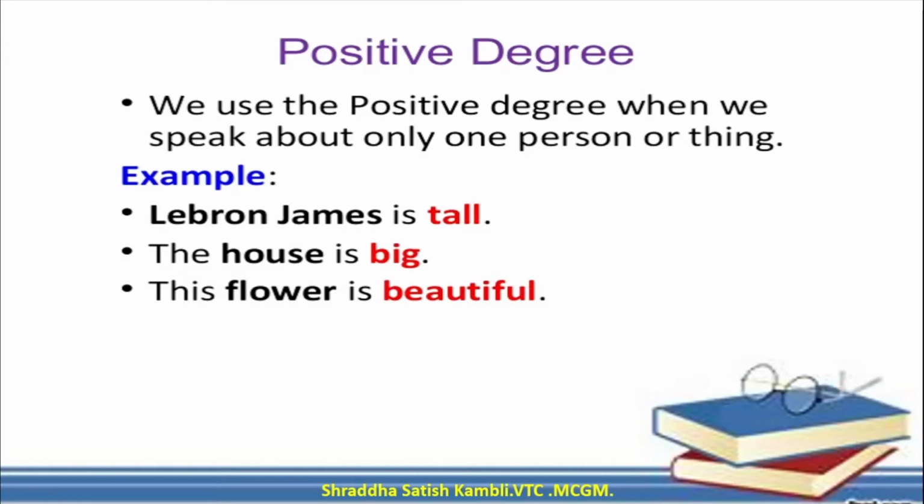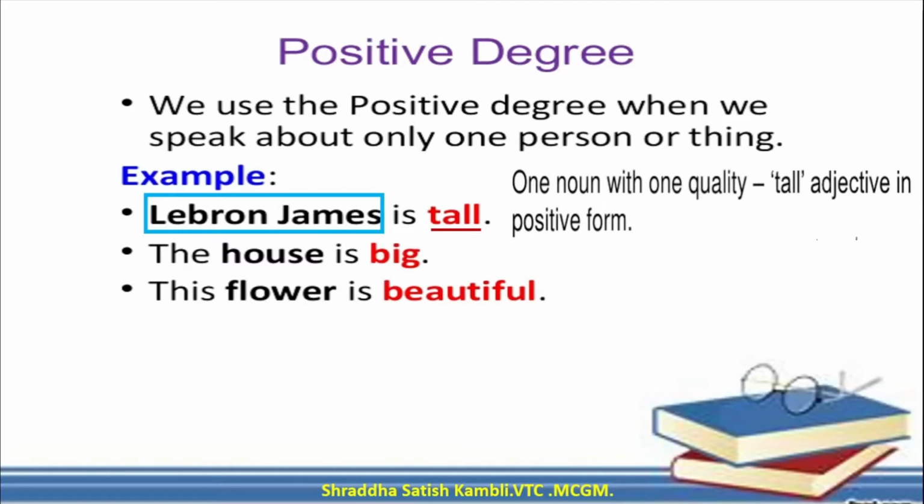For example, see, we say LeBron James, now this is just a name of a person, is tall. Okay, so there is one person or one noun over here with one quality, that is tall. So what is a noun here? The name of the person, or the person here, LeBron James, it is a noun. And there is one adjective, that is there is just one quality, that is tall. Okay, so there is no second person here with whom we are going to compare LeBron James. So we are talking about the positive degree. There is just one person, one thing, and one quality.